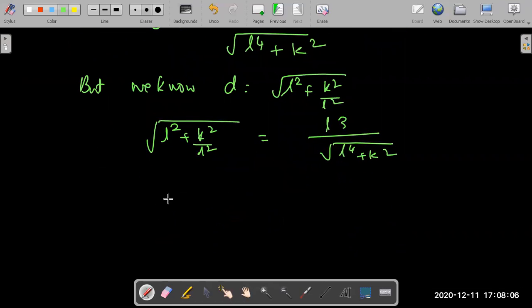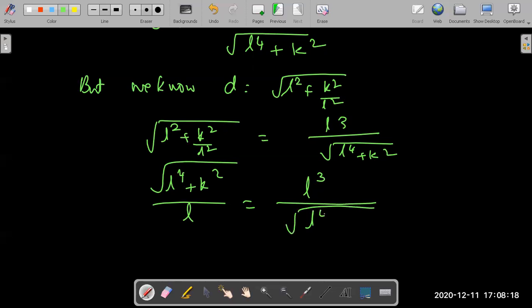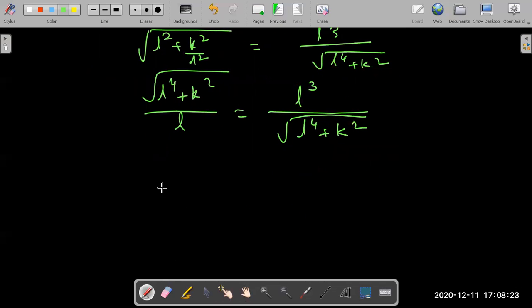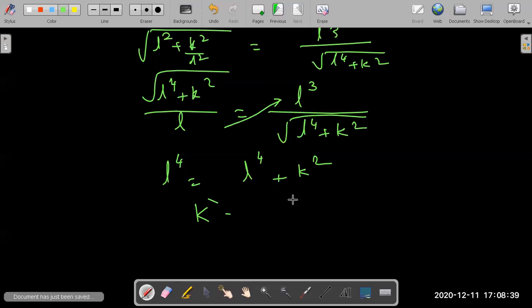Then when you simplify this, you will get L to the power of 4 plus K squared divided by L equal to L cube divided by square root of L to the power of 4 plus K squared. So cross multiplication, you will get L to the power of 4 plus K squared, which means K squared can be 0.